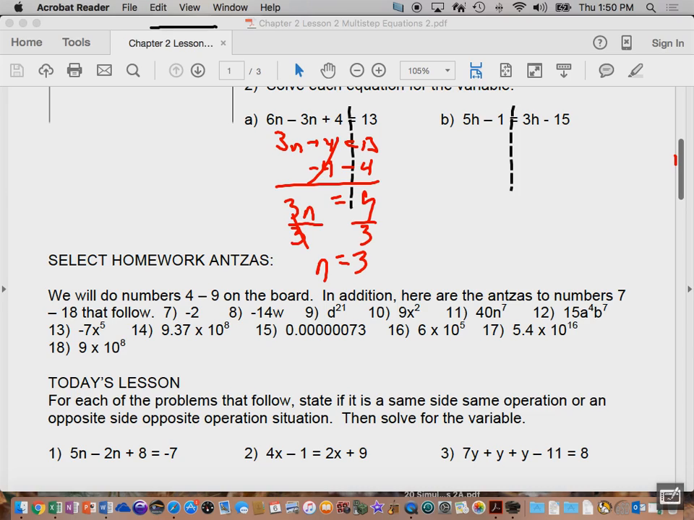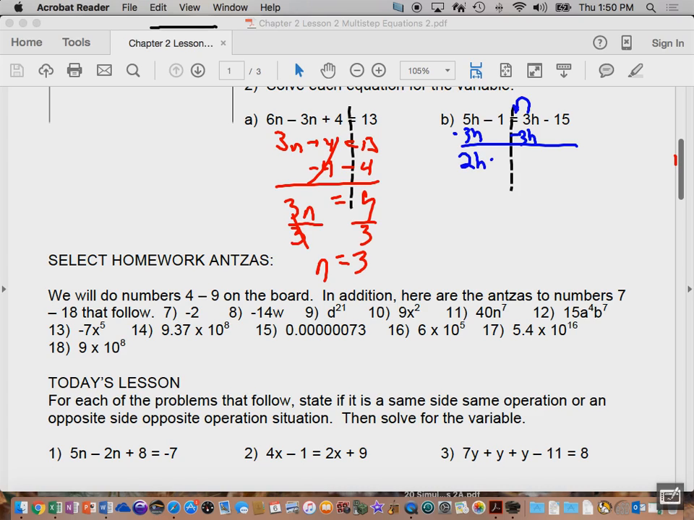This is a same side, because the letters are on the same side, do the same operation. Now let's take a look at the next one. Are the letters on the same side, or are they on opposite sides? Opposite side. Opposite operation. So this 3h, is it positive or negative? Positive. This negative belongs to the 15. So I do minus 3h, minus 3h. What's 5h's minus 3h's? 2h.